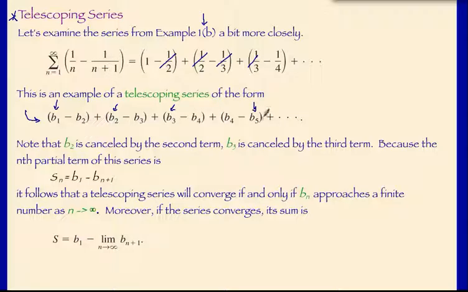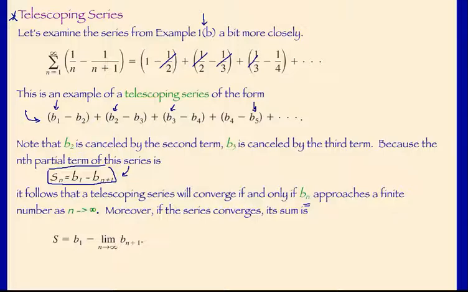And again, it's the general term: b sub 1 minus b sub n plus 1. That is what the general term of this series is. Because that's the nth partial sum, it follows that a telescoping series will converge if and only if b sub n plus 1 approaches a certain number. So if it does approach a finite number, then it converges. And its sum will be b sub 1, that number, remember in the previous example it was 1, minus the limit as n approaches infinity of the b sub n plus 1 term.